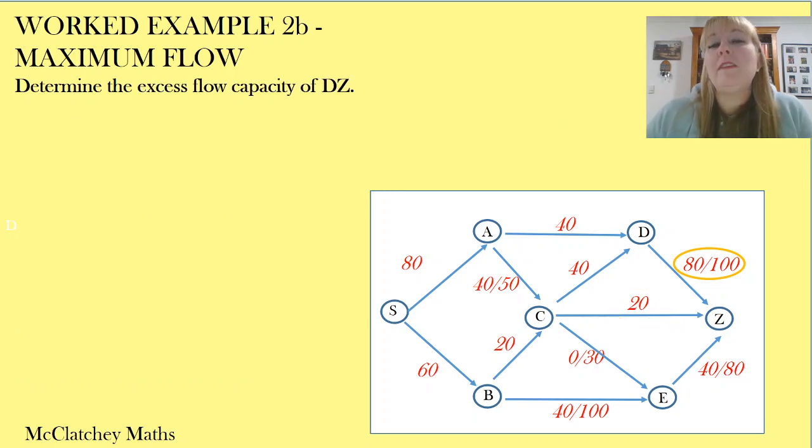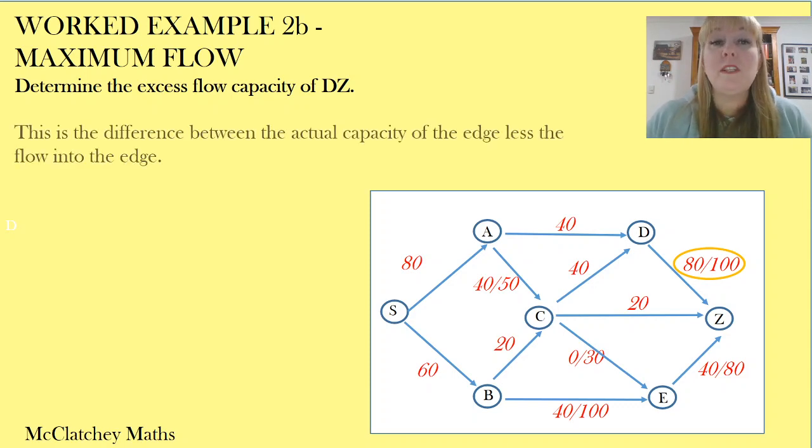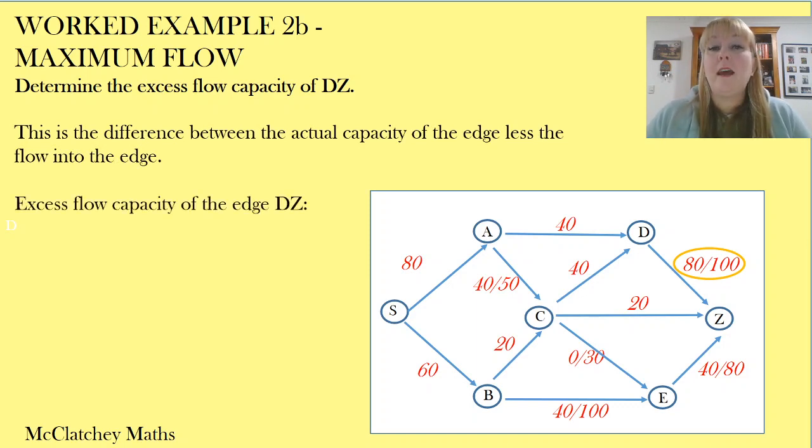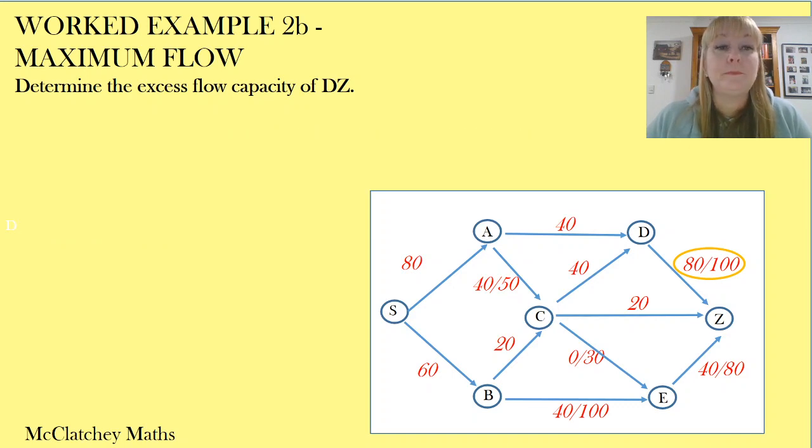Now we need to determine the excess flow capacity of DZ. You could apply this to any of our other edges where there's a difference between the capacity of the edge and the actual flow through the edge. Remember we talked about that very early on in this video, also called residual flow capacity. It's basically the actual capacity, which is 100, take away the actual amount that's flowing through it, which was 80. So that means that the residual or the excess flow capacity of DZ is 20 megabytes per second.